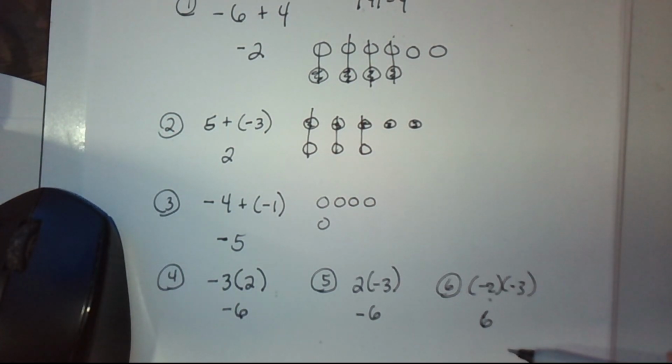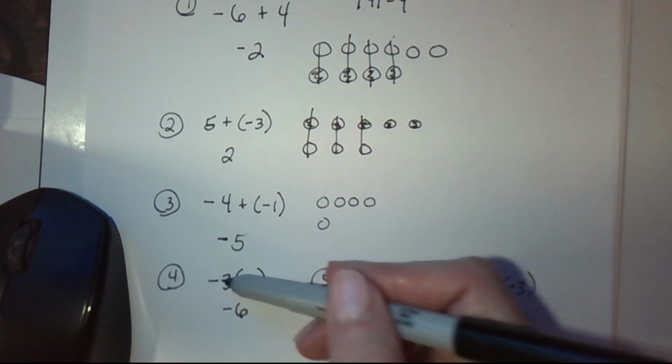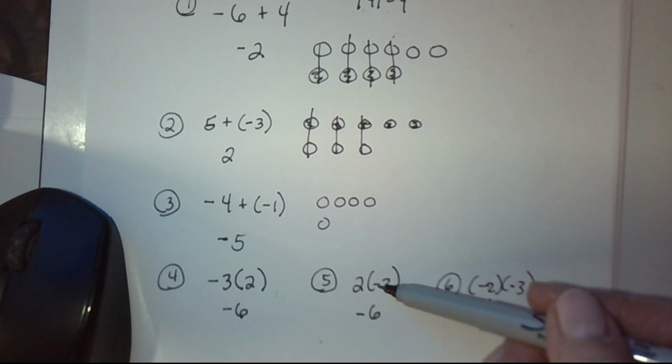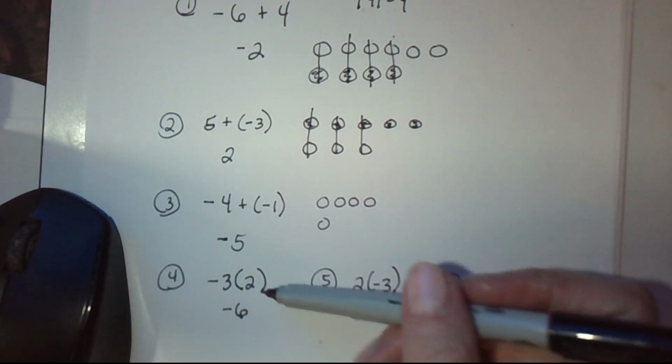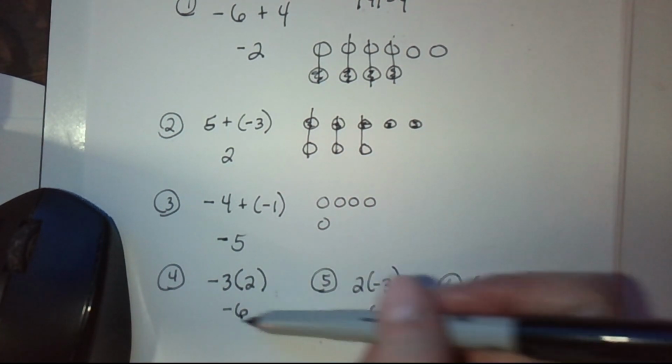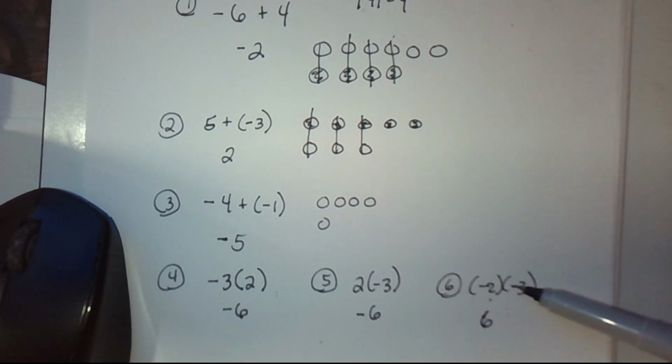Okay, in multiplication, you basically just count the negative signs. If there's an odd number of negative signs in multiplication, like here I had 1, here I had 1, the answer is negative. If there's an even number of negative signs, like here I had 2, the answer is positive.